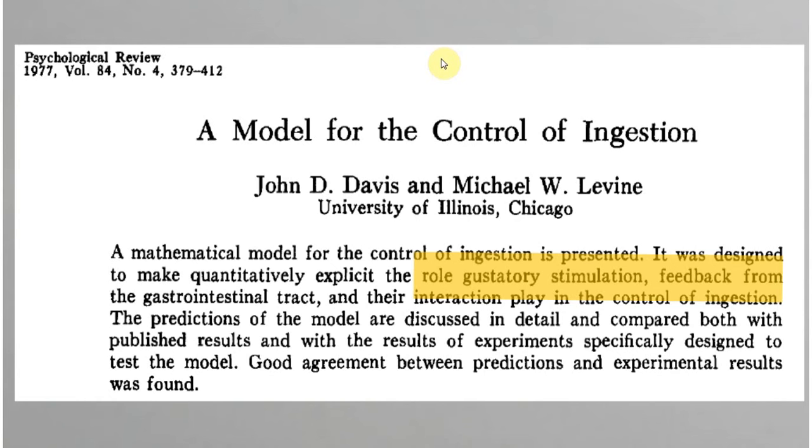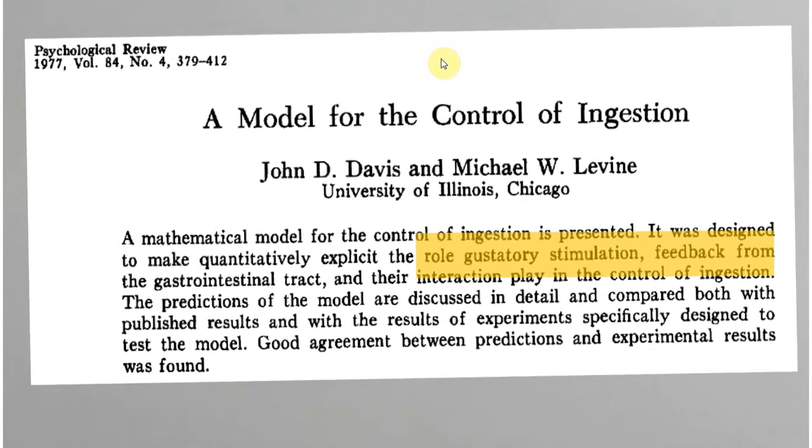We're not the first to do this. A 1977 paper by Davis and Levine was much more advanced for its time, and they had used circumstantial evidence at the time to say that there must be something that initiates gustatory stimulation, and that the feedback from the gastrointestinal tract must control that ingestion and give it some negative feedback so that we stop eating. And so they were using the data at the time to make these conclusions and develop a first principles model, which is pretty amazing.